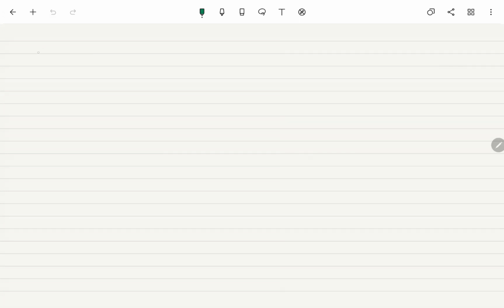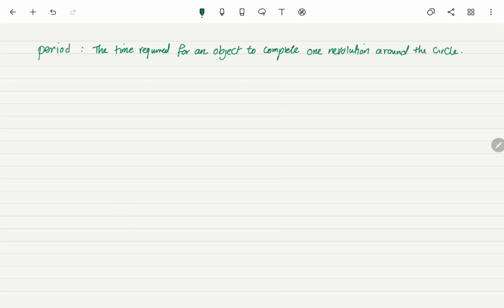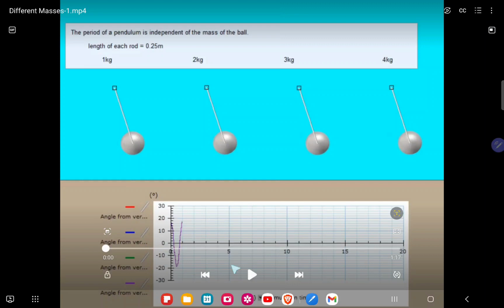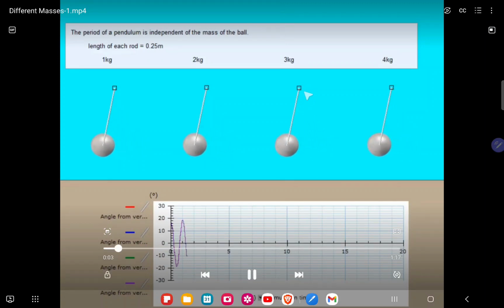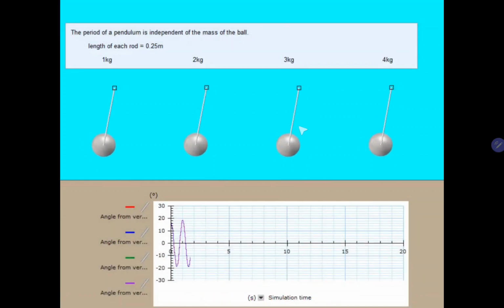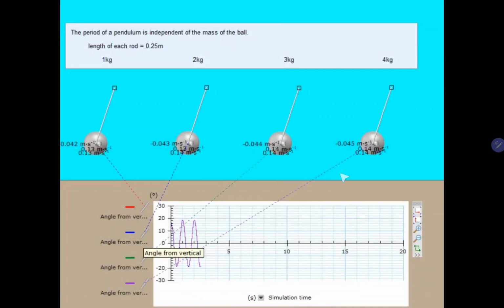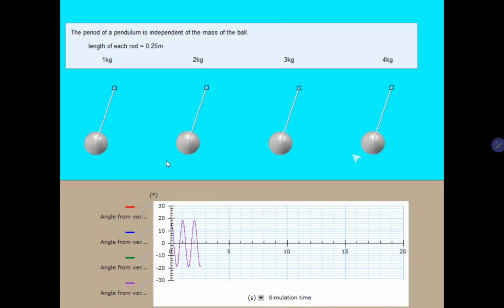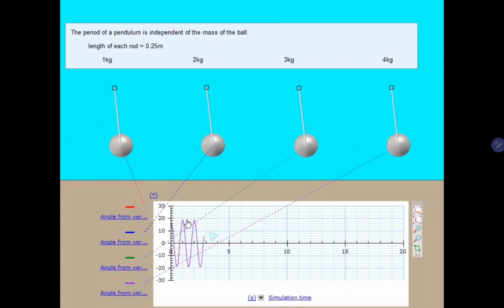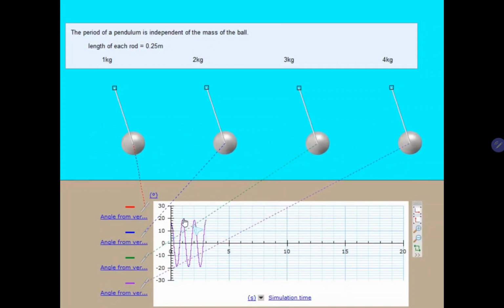Now let's identify the period. The period is the time required for an object to complete one revolution around the circle. Let's have this model. In this model, as we can see, 4 different masses are connected with strings, and the strings have the same length. As we can see here, the object's mass doesn't make any difference in the period.